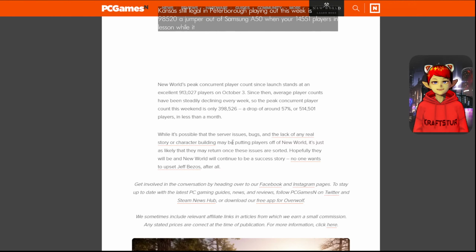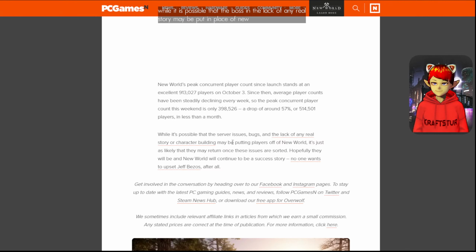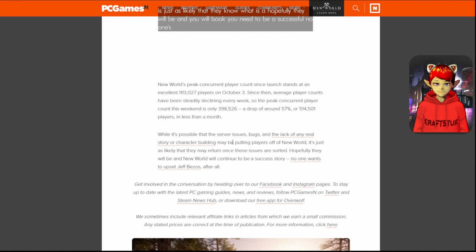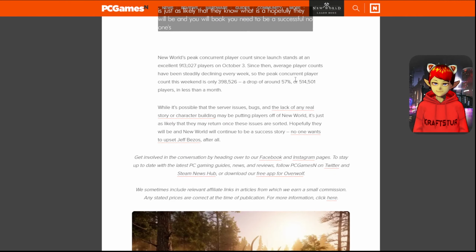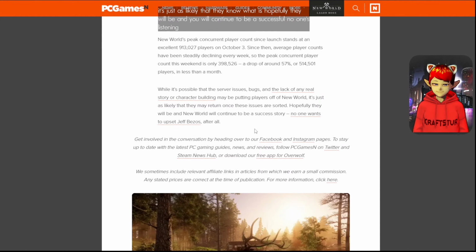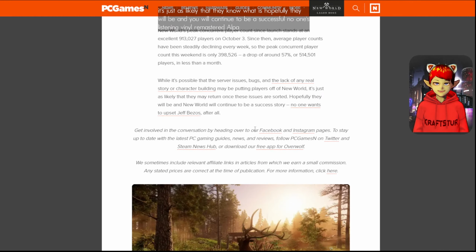While it is possible that the server issues, bugs, and the lack of any real story or character building may be putting players off New World, it's just as likely that they may return once these issues are sorted. Hopefully they will, and New World will continue to be a success story. No one wants... I'm not going to read that last sentence. Fine, I'll read the last sentence. I'll read it. No one wants to upset Jeff Bezos after all.